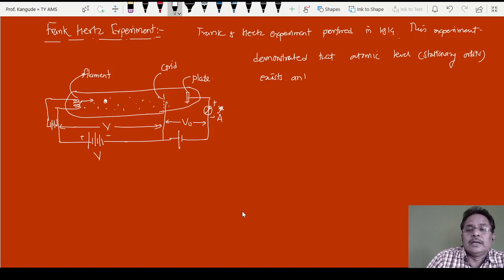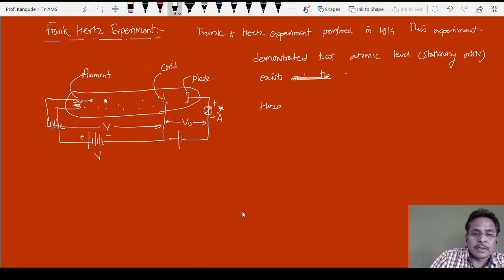And the atomic levels found here are exactly the same as suggested by the theory. We will write this later on. So this type of atomic level exists. Now, what is this apparatus? We won't go into much detail about this, we'll just write in short here.